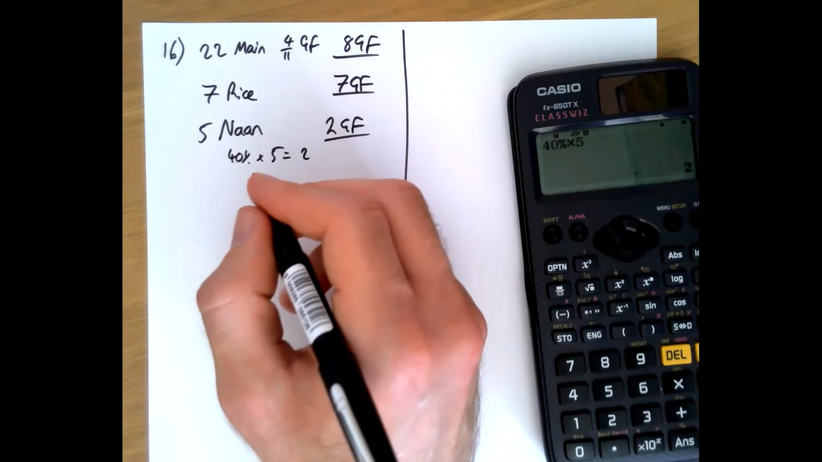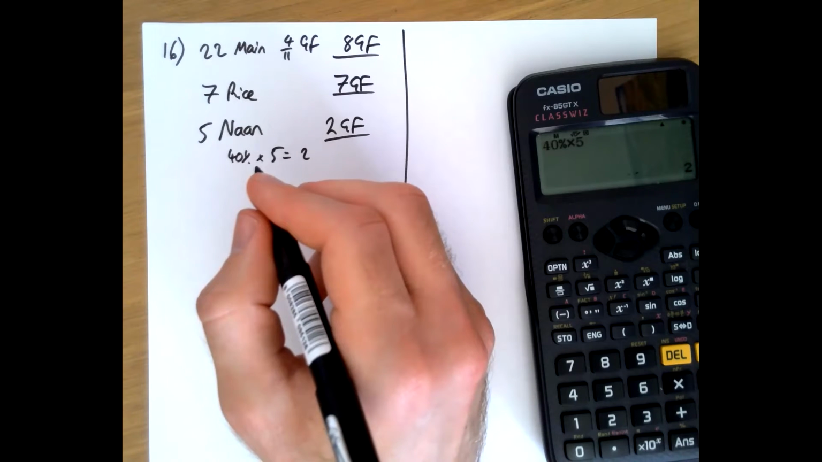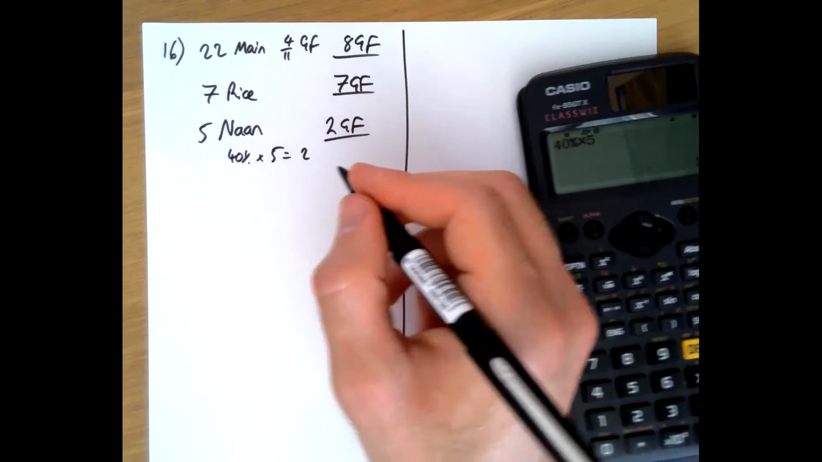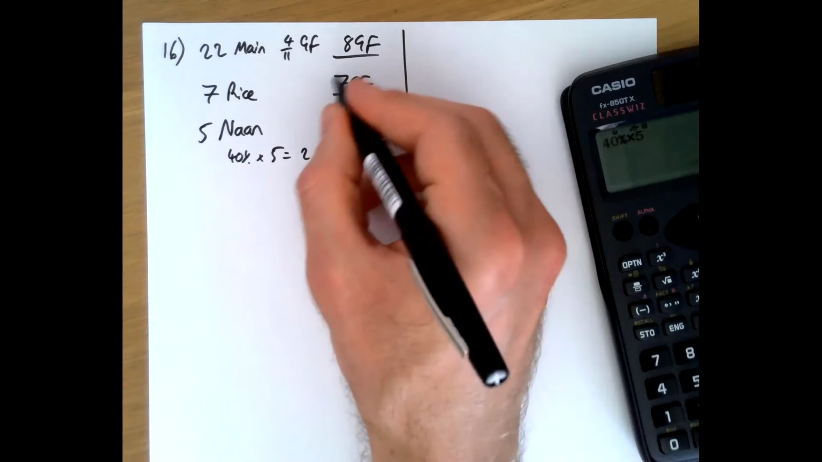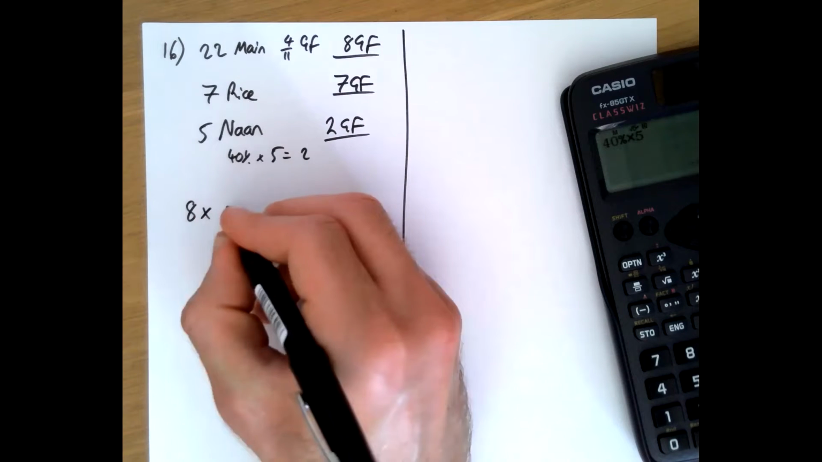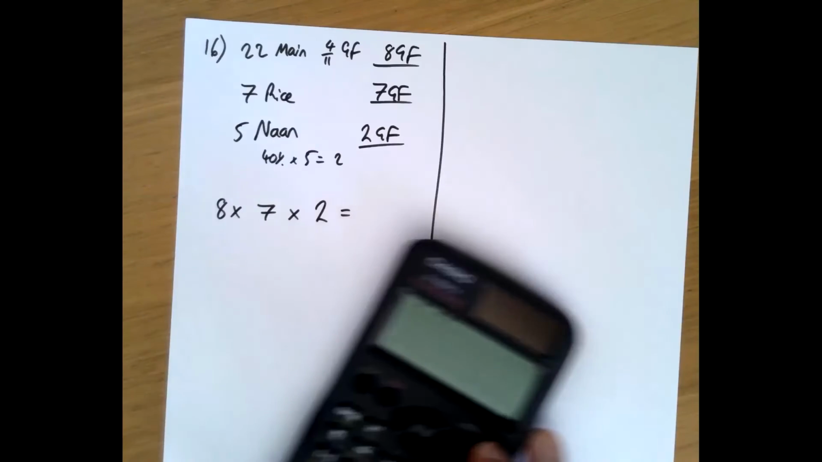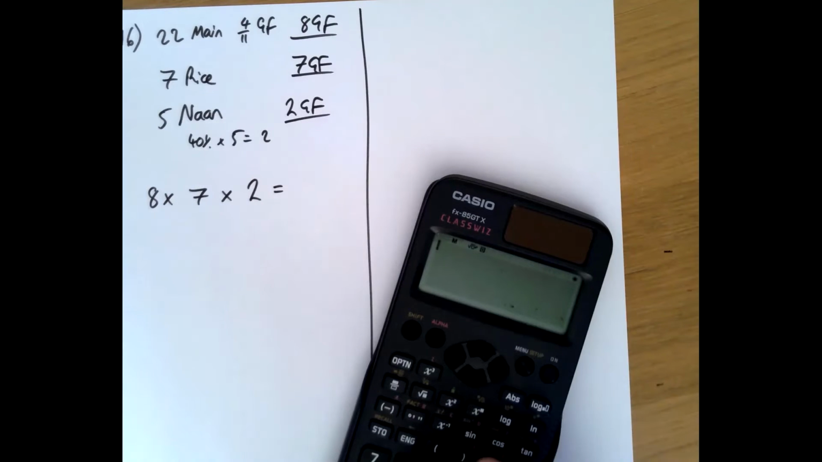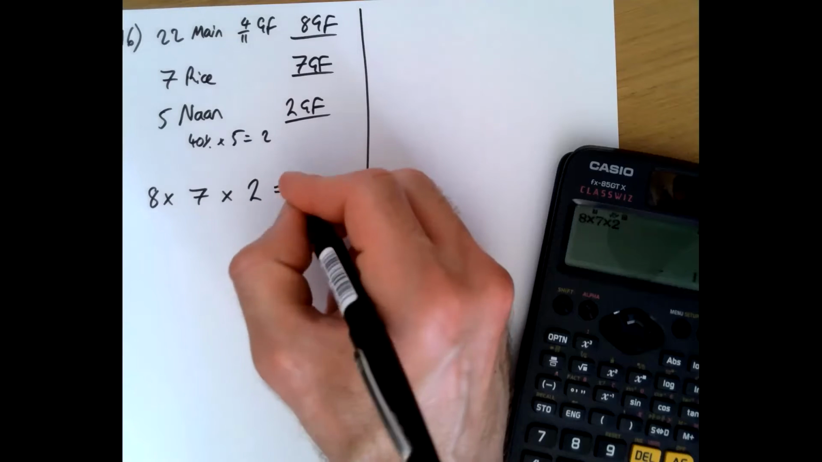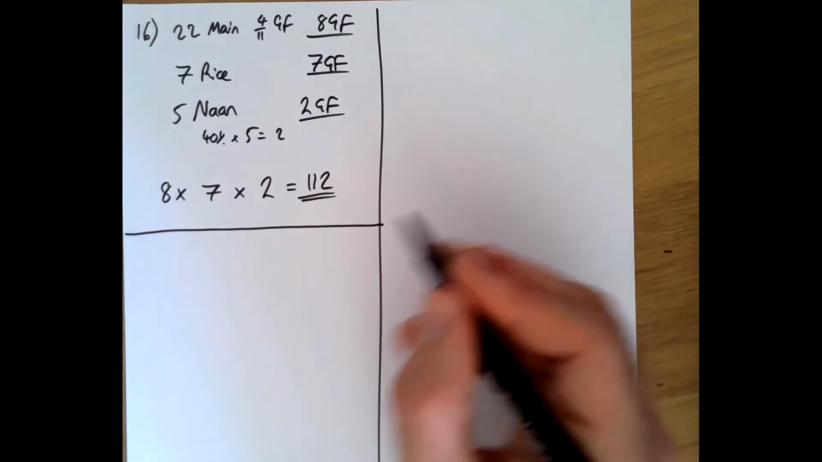It says this meal deal is on the menu. Choose 1 main, 1 rice and 1 naan. How many possible combinations are totally gluten-free? Well, in this we've got 8 mains, 7 rice and 2 naans. So all you do in this case is you just times them together. So it's just 8 times 7 times 2. It's called the product rule if any of you want to go away and practice it. If you do 8 times 7 times 2, you're going to get 112 possible combinations. So that is how you do that one.